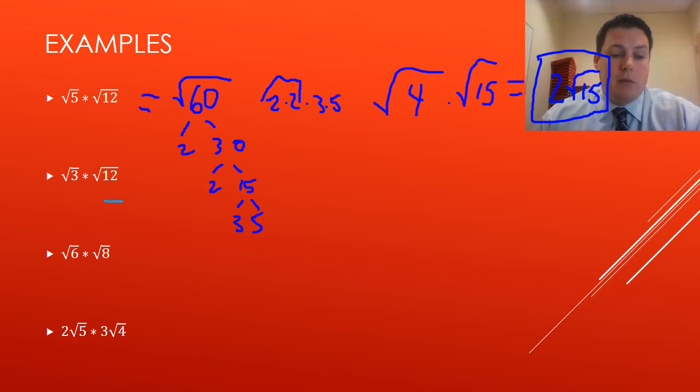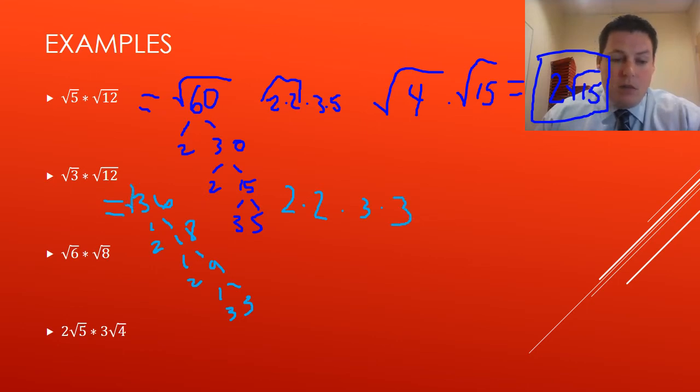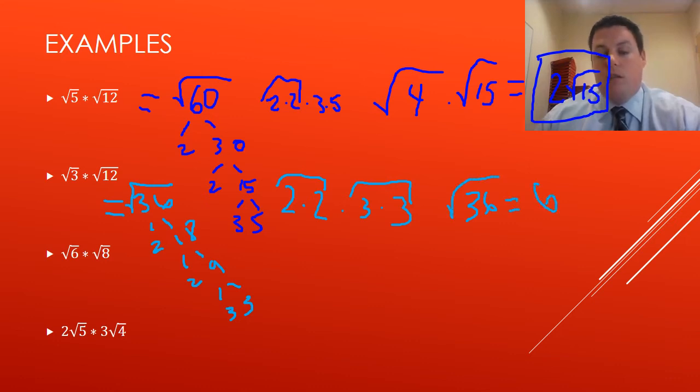All right, here 3 times 12 gives us 36. Split in half, 2 and 18, 2 and 9, 3 and 3. So we're going to get something a little interesting here because we have 2 times 2 times 3 times 3. Well, if you didn't catch it before, the square root of 36 is just 6. We would catch it now by multiplying all these numbers together. Since they're the pairs, we get 36, which is just 6.